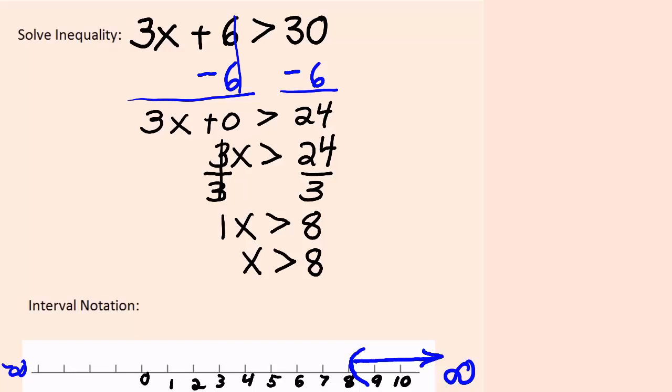Positive infinity is on the right, negative infinity is on the left. And so here is my interval notation. Just like on the number line, 8 is on the left, infinity is on the right, and I use parentheses on both ends. On the left because it's a strict inequality, and on the right because I'm using an infinity sign.